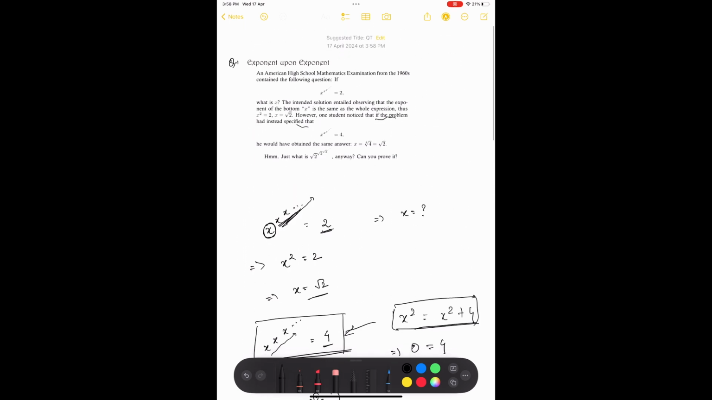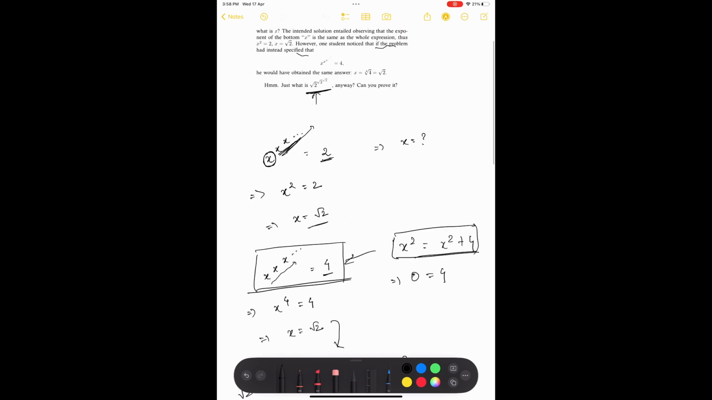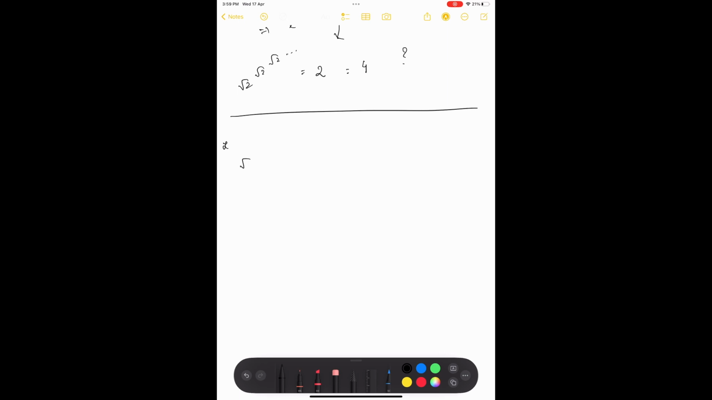Let's calculate first root 2 power root 2 power root 2, going up to infinity. What is its actual value? Let's assume that root 2 power root 2 power root 2 going up to infinity equals x. So we can write it as root 2 power x equals x. If we take the natural log on both sides, we get x ln root 2 equals ln x.